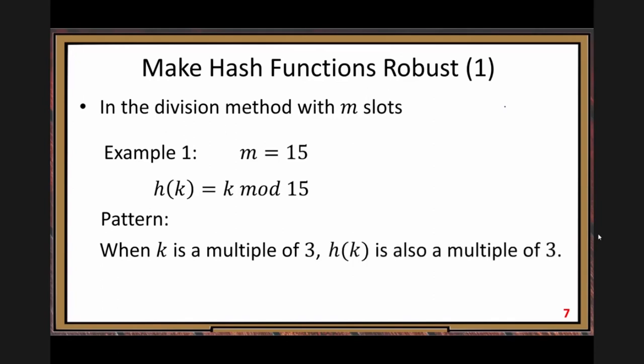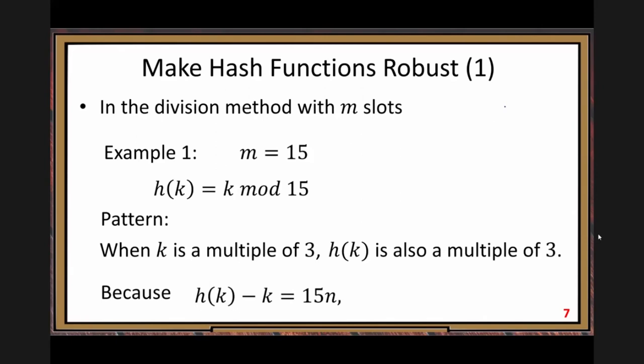Then h of k is also a multiple of 3, because 15 is a multiple of 3. So you use a number that is a multiple of 3 to mod 15. The remainder is also a multiple of 3. Multiple of 3 minus multiple of 3, you also get a multiple of 3. So your hash value, h of k, is always a multiple of 3. Then look at what would happen if your h of k is always a multiple of 3.